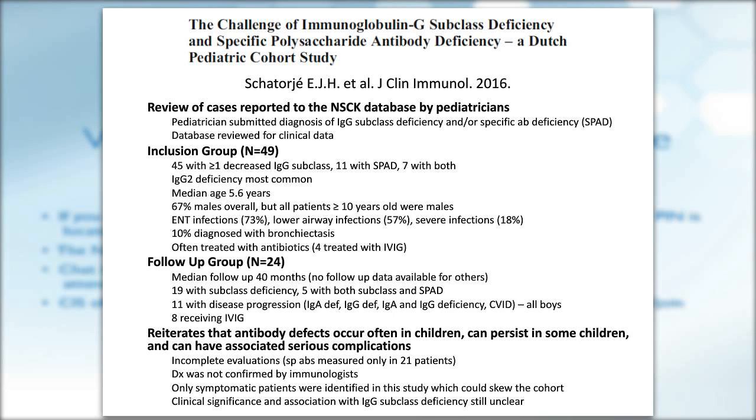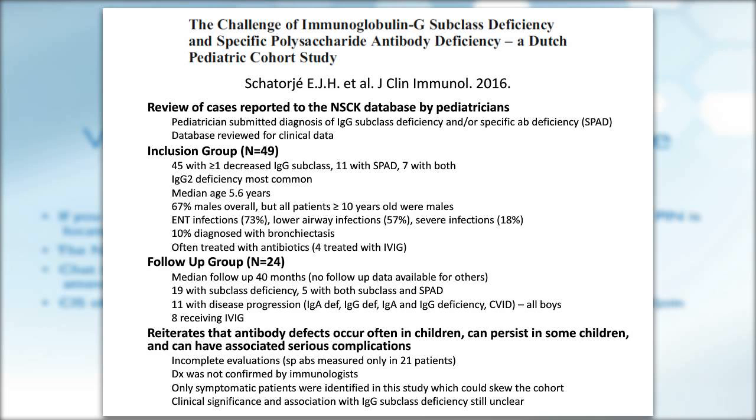Interestingly, about 10% of these kids who had this immunoglobulin subclass deficiency and/or polysaccharide antibody deficiency were diagnosed with bronchiectasis, which is a little bit higher than I would imagine. And these patients are often treated with antibiotics, as to be expected, although about 4 were treated with IVIG.